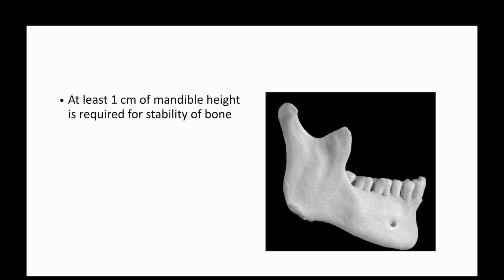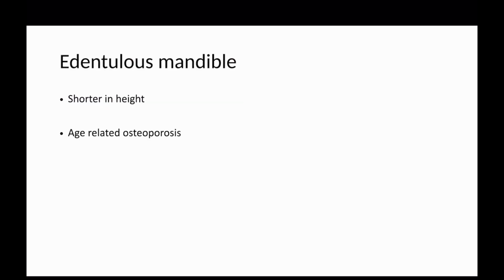Why is marginal mandibulectomy contraindicated in edentulous mandible? At least 1 centimeter of mandible height is required for stability of the bone. In edentulous mandible, the height of the mandible decreases with increasing age, plus there is age-related osteoporosis. Hence if marginal is done, there would be a chance of residual mandible fracture either during surgery or later on.